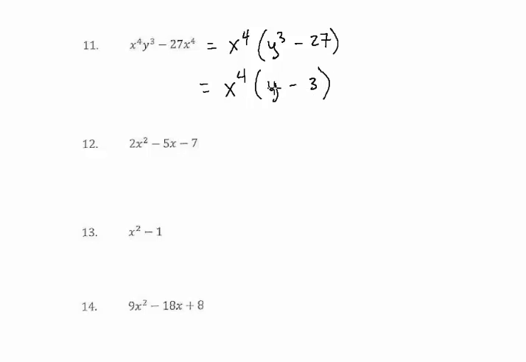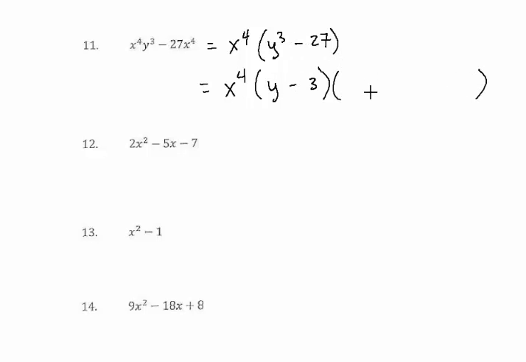Number 11, we can factor out an x to the 4th, and that leaves us with y to the 3rd minus 27, which is the difference of cubes. So I write x to the 4th, (y minus 3). The cubes is our first factor. We have a minus between them.